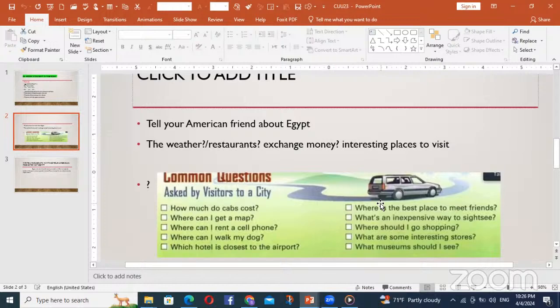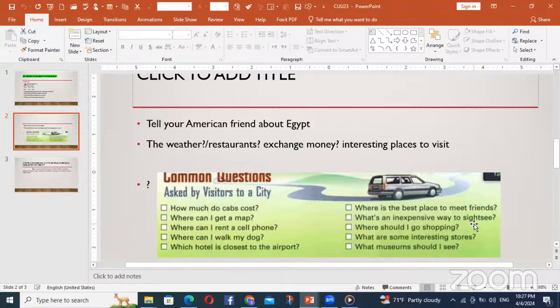Of course, these are some of the common questions we can use. We don't use most of them, but these are ideas if you want to use some of them. For example, here: how much does a cab cost? Get a map, rent a cell phone, walk my dog. Here: closest to the airport, a hotel close to the airport. Where is the best place to meet friends? An expensive way of sightseeing.